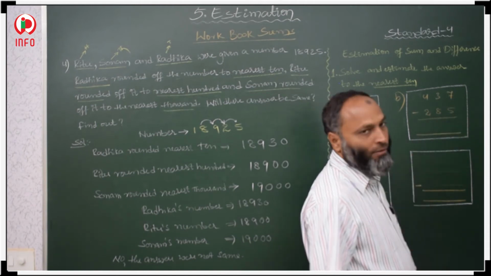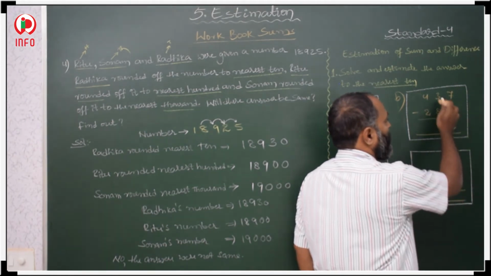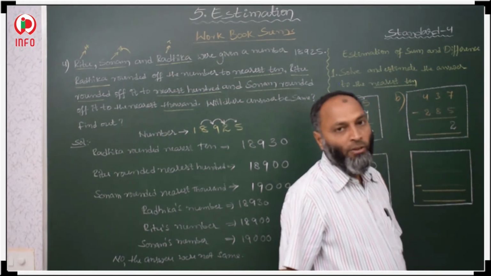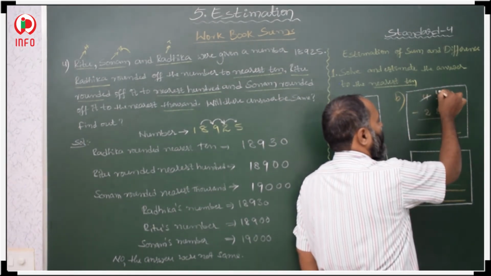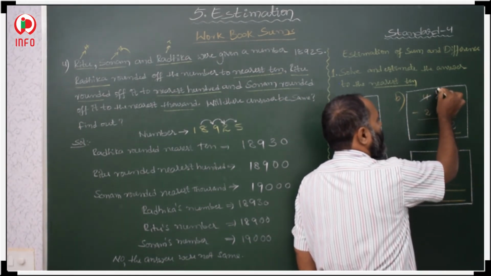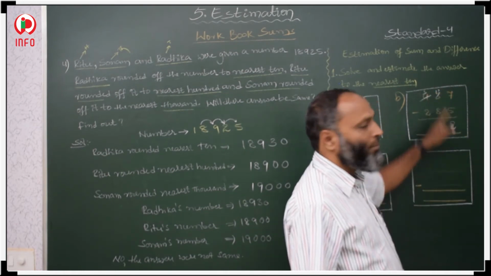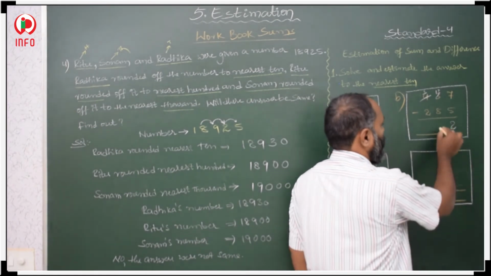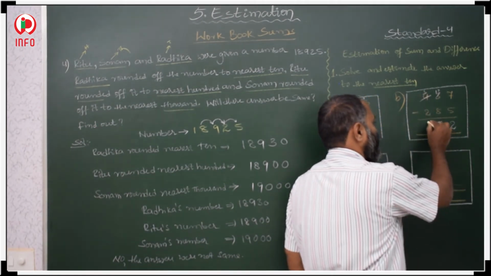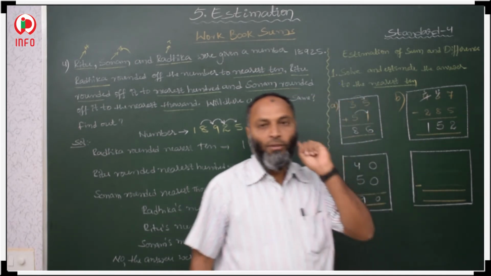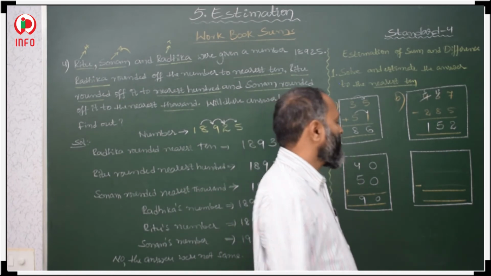Here, subtraction. 7 minus 5 is 2. Here 3 minus 8. Minus is bigger, so take power from here. It will increase by 10 and this will decrease by 1. 13 minus 8 is 5. Then 3 minus 2 is 1. 152. Now, nearest to tens we have to find.